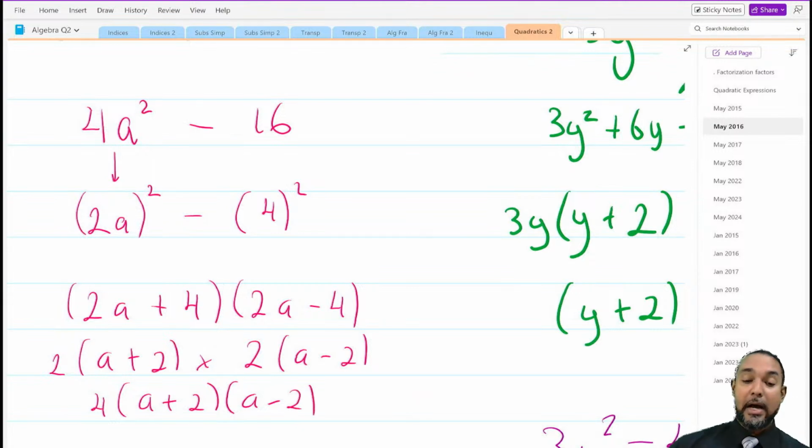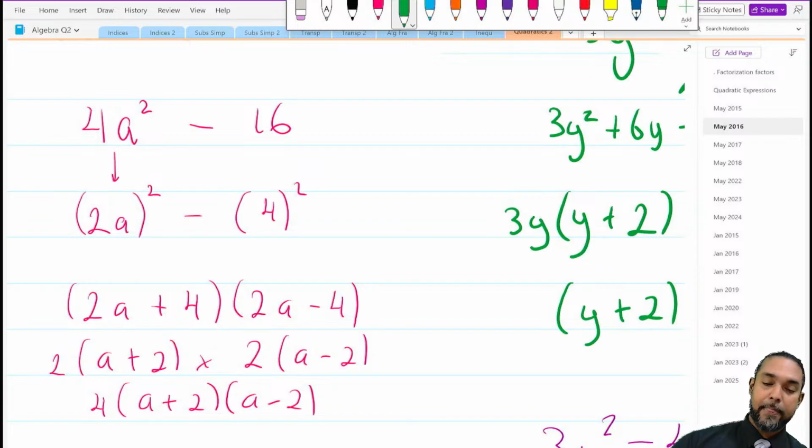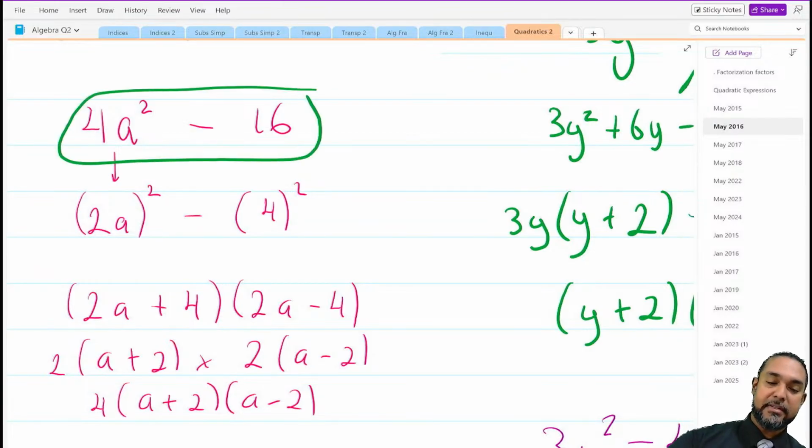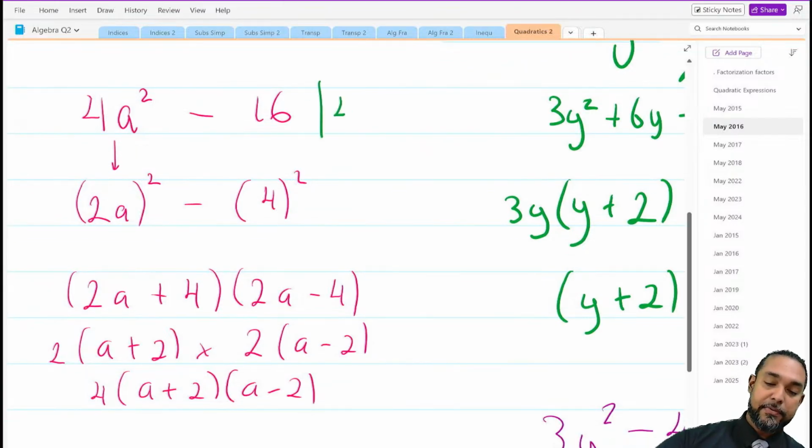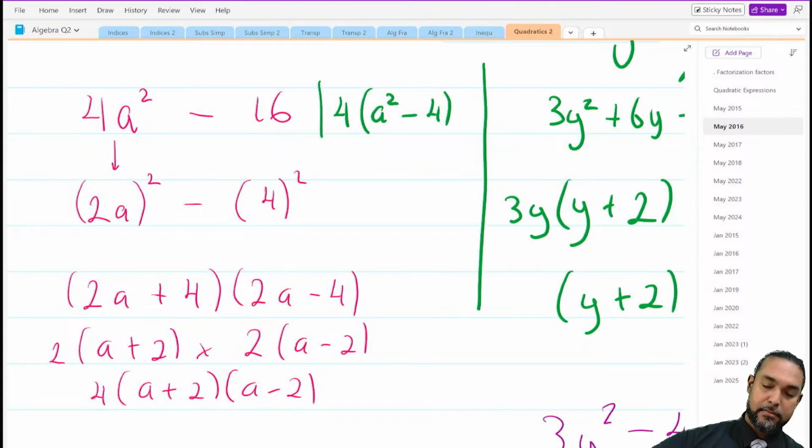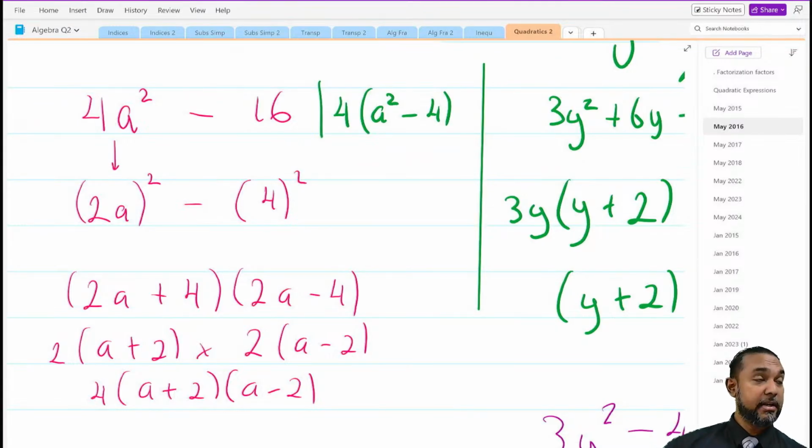And the other way we could have seen this is at the very start. Between 4a squared and 16, we could have pulled out the 4 first. If you pull out the 4 and divide, you get a squared minus 4. And look at a squared minus 4. That's the difference of two squares, right? A squared is literally the square of a. What about 4? That is the square of 2.